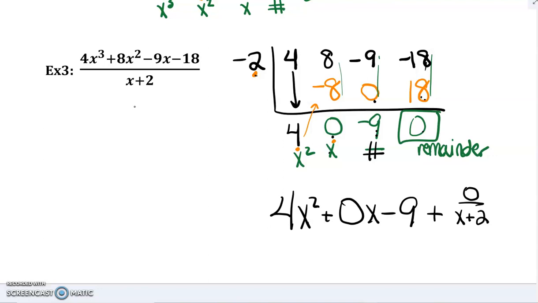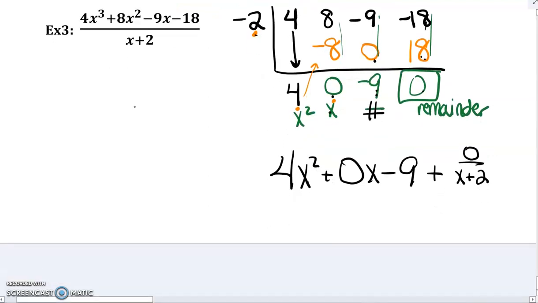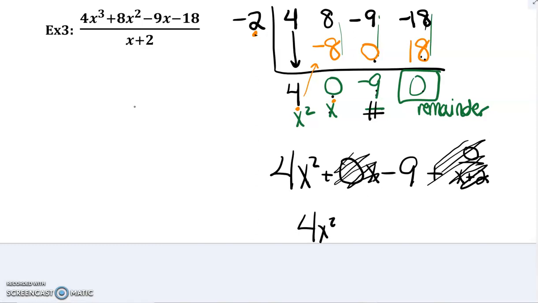Now, I wrote everything out. Do we need to write this remainder at the end? No, because it's a 0. Do we need to write the 0x term? No, because it's our answer. Our answer is 4x squared minus 9, which we actually could factor more. We could actually fully factor this one. It'd be really fun, but we'll save that for another day.